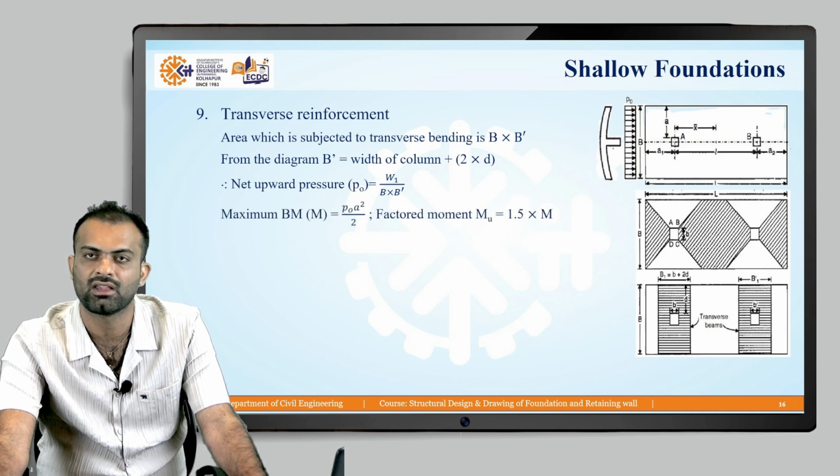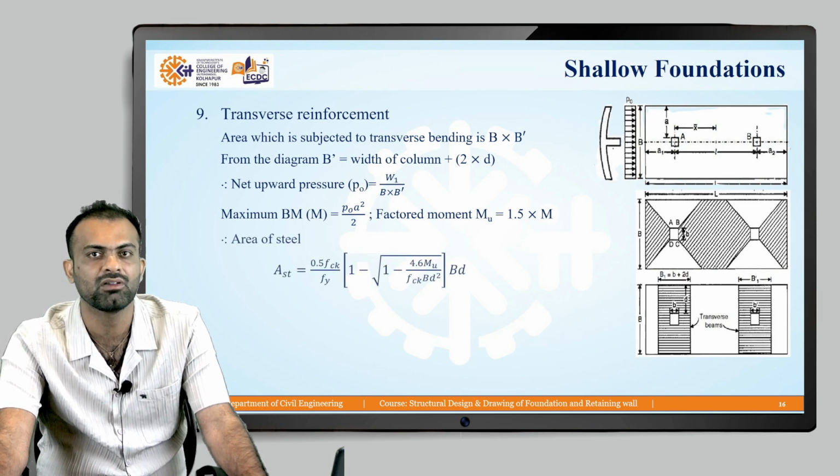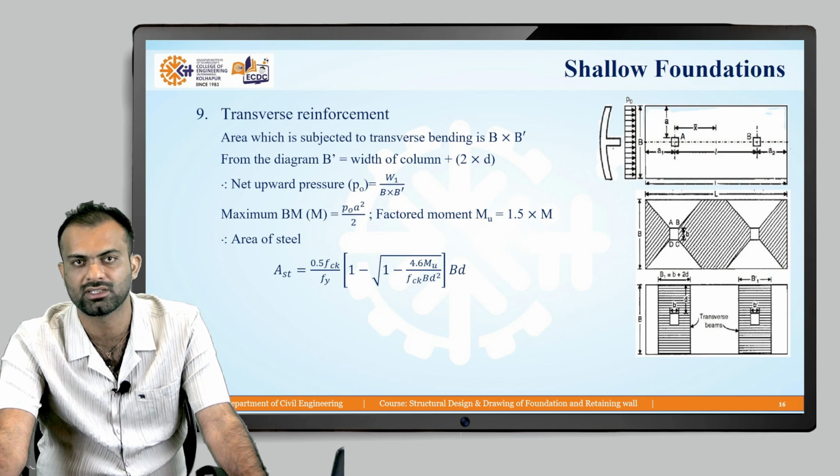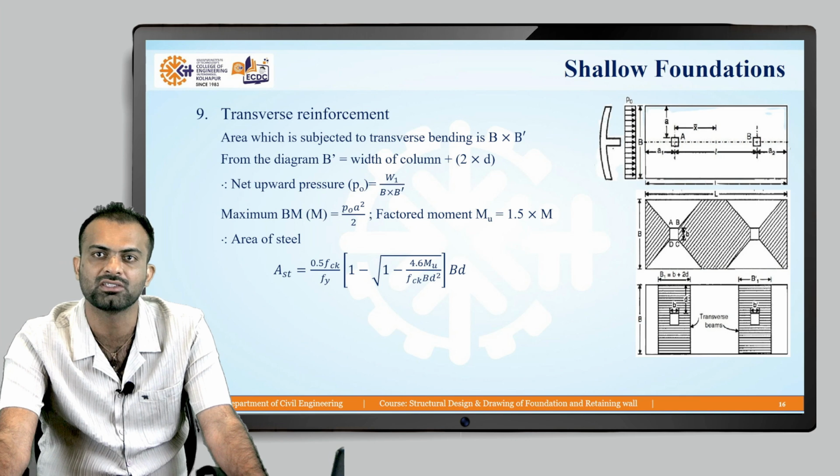I already told you the foundation acts as a cantilever one. The moment for the cantilever beam at the support will be W into a square by 2. Here W is the net upward pressure. So the factored moment is 1.5 into M. Use this factored moment to calculate the Ast, which I already discussed in finding the longitudinal reinforcement also. Here Mu will be taken as this one. Here B, I already told you, the transverse reinforcement we are going to place in the lengthwise direction. So we consider B as 1 meter. For 1 meter length, we are going to calculate the Ast.